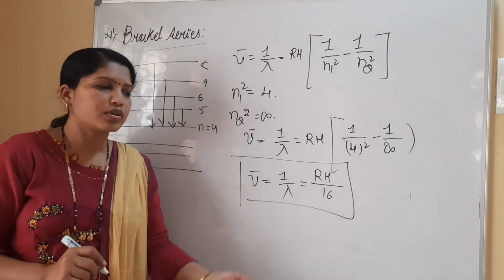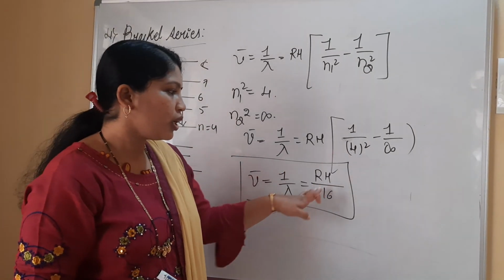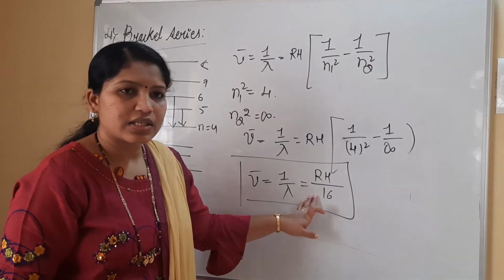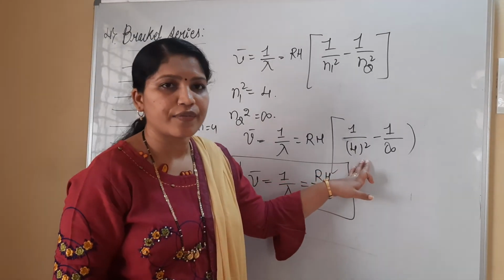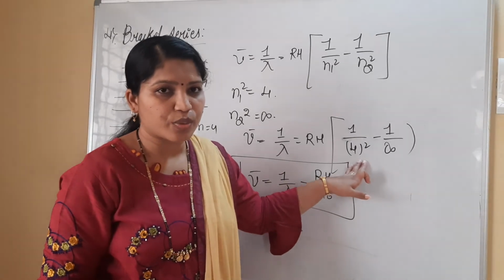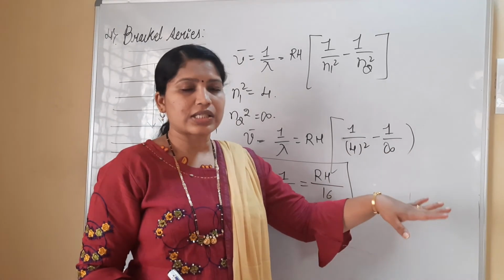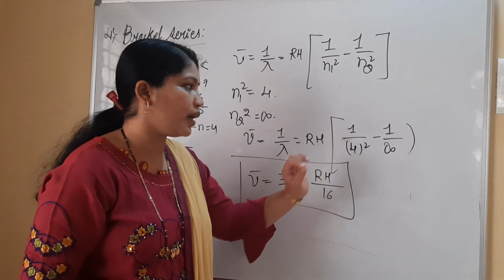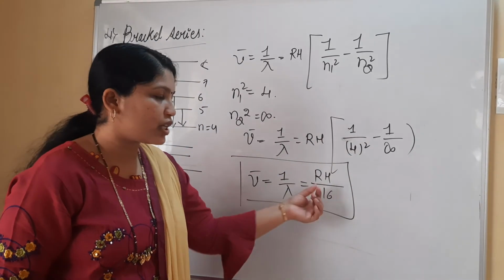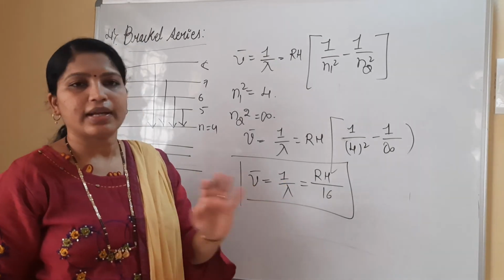Like that it goes. Once you consider 4, you get RH by 16. Once you go for the 5th energy level, you get 5 square, then RH by 25. Once you go for the 6th energy shell, you get 6 square, 36, so RH by 36, and so on it happens.